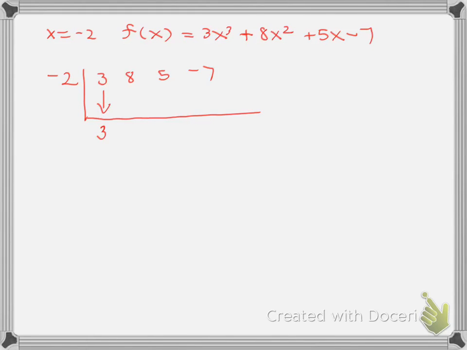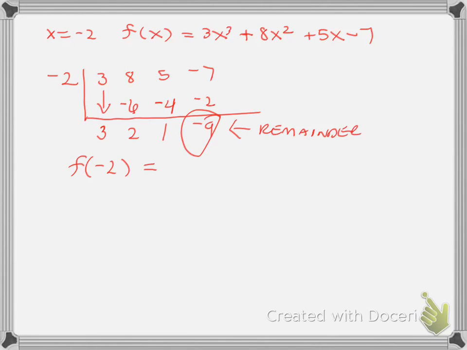We bring down the 3, negative 2 times 3 is what? Negative 6. And then that's going to give us 2. Negative 2 times 2 is negative 4. That's going to give us 1. And then that's negative 2. So that's negative 9. So there we have our remainder. Okay, so that tells us that f of negative 2 is negative 9.